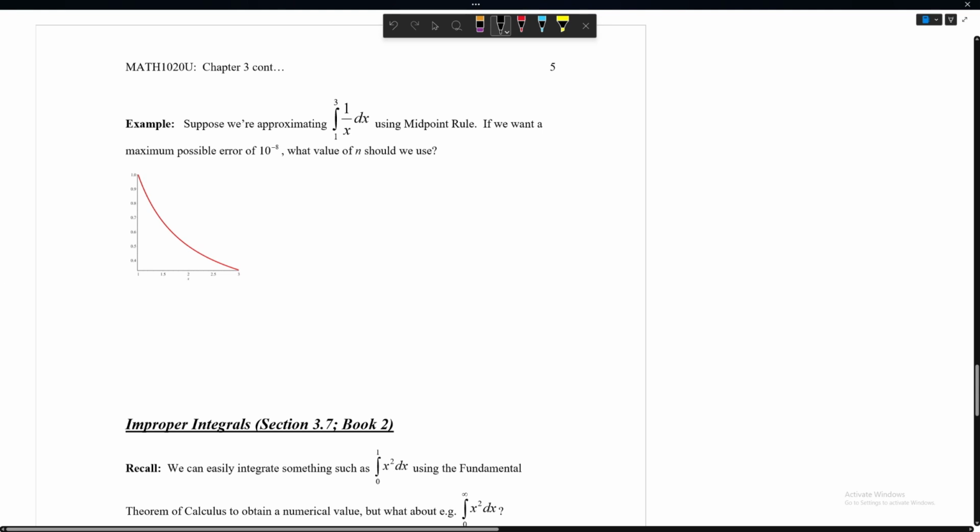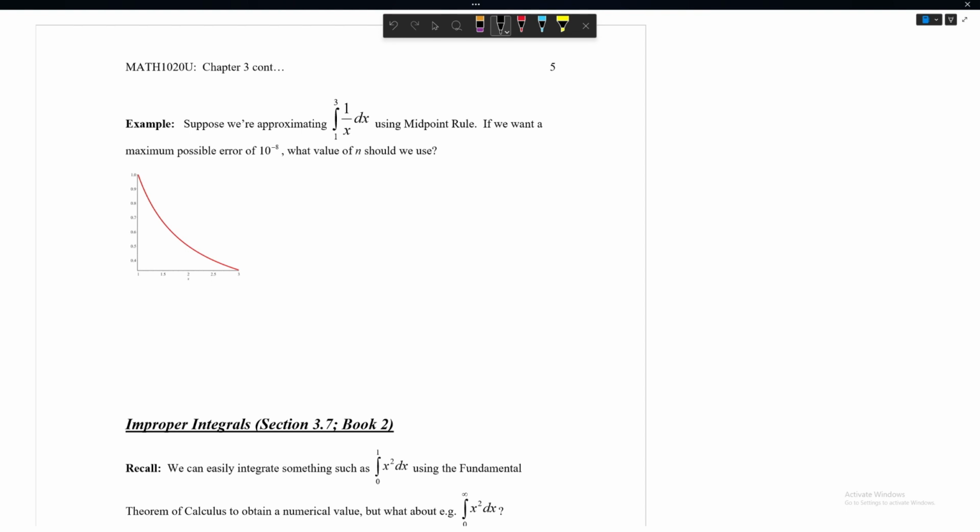Okay, so moving on. Suppose we're approximating this using midpoint. If we want a maximum possible error of this, and this would be your absolute error, what value of n should we use? You would do the same thing, except remember, for Simpson's rule we're using f to the fourth derivative, but for midpoint rule we only use the second derivative. So your k is less than or equal to your second derivative, and you just do the same thing we did, except now you have to rearrange to solve for n, since you have your E midpoint, your error for midpoint.